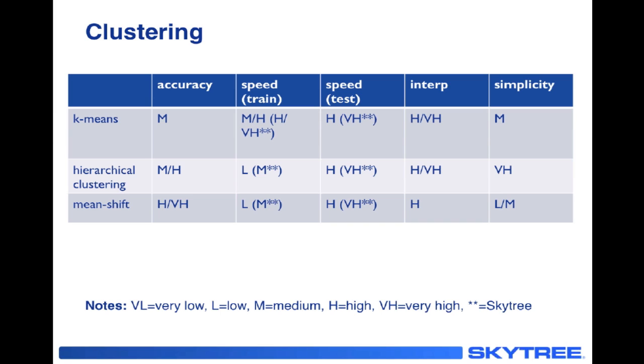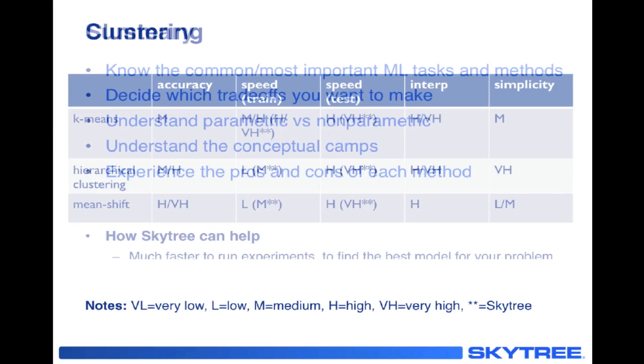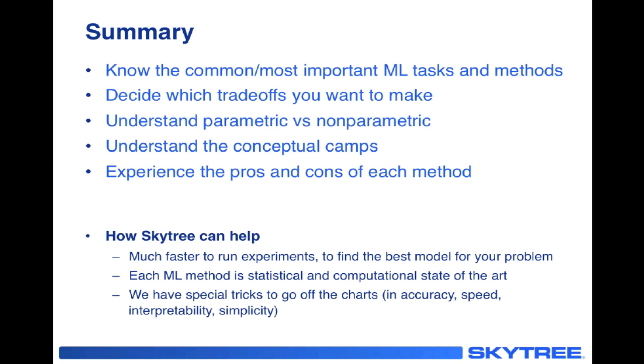Okay, so that's it, actually. I hope we didn't go too fast, but essentially, once you know what the task is, you decide which trade-offs you want to make, understand a little bit about the theoretical characterization of different methods. Then you can go into the pros and cons of each method. I'd say the only way to really get a feel for it is to try it on your data.